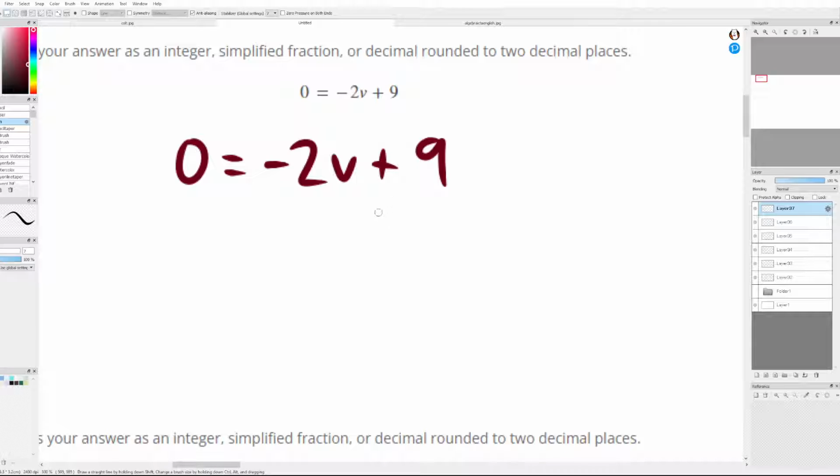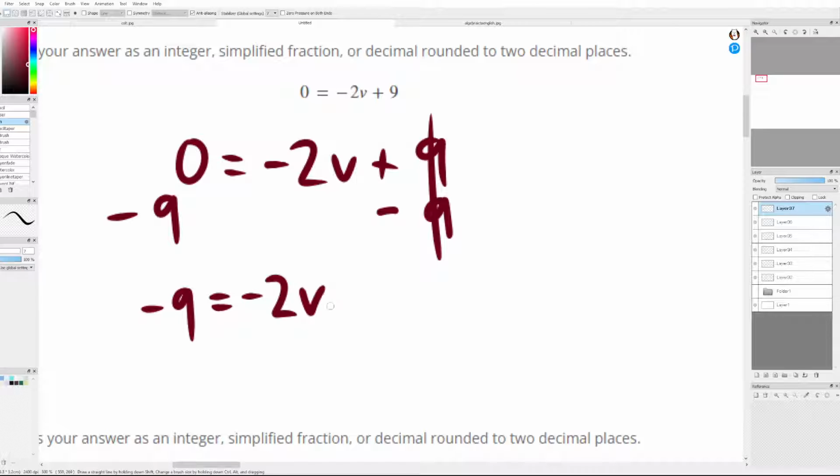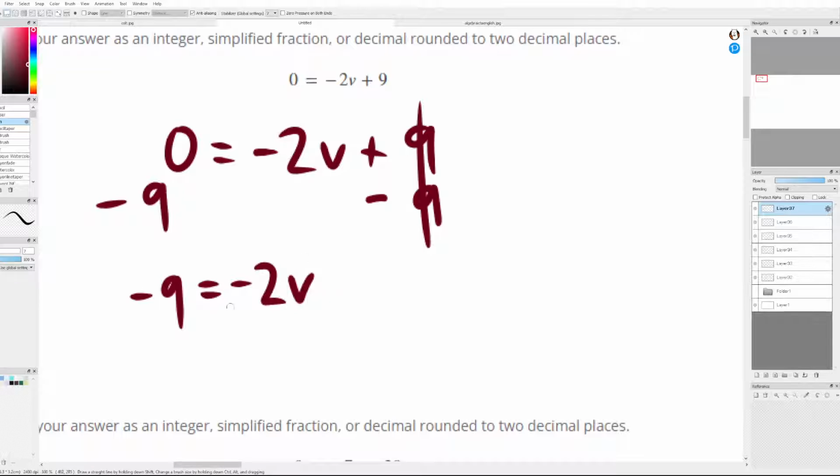So to do that, we can do the inverse. If we subtract 9 from this side, it will get rid of this 9 because 9 minus 9 is equal to 0. But whatever we do to one side, we have to do to the other. So we have negative 9 on this side. So negative 9 is equal to negative 2v. And to get the v by itself now, we can divide by negative 2 on both sides.